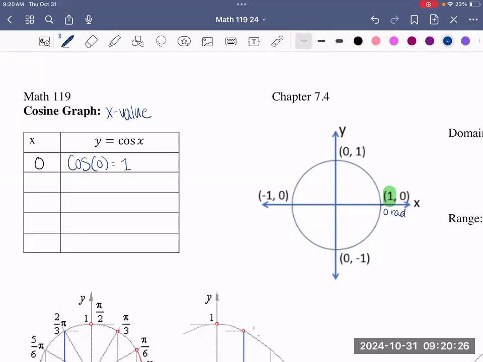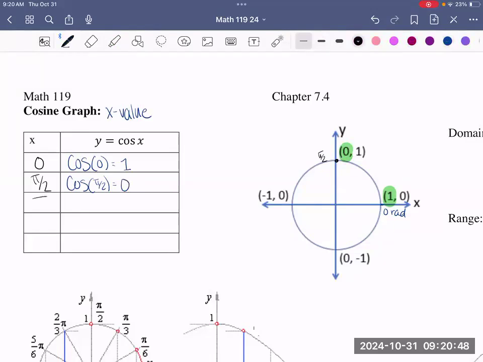And if we did the same for pi over 2, we can evaluate cosine of pi over 2. Well, again, cosine is your x value. So if this is pi over 2 here, we're looking at your x value. So our x value coordinate is 0.